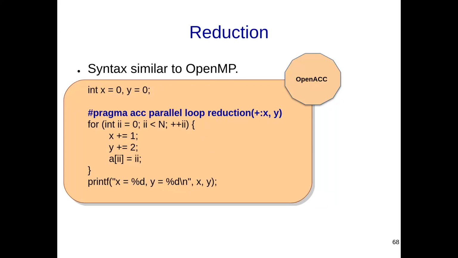Alternatively, if this had been x plus equal to 1, y star equal to 2, I could have specified reduction plus colon x and then reduction star colon y, right? And as far as a of i equal to i is concerned, that is the third line, that is nicely parallel. There is no reduction really required there.